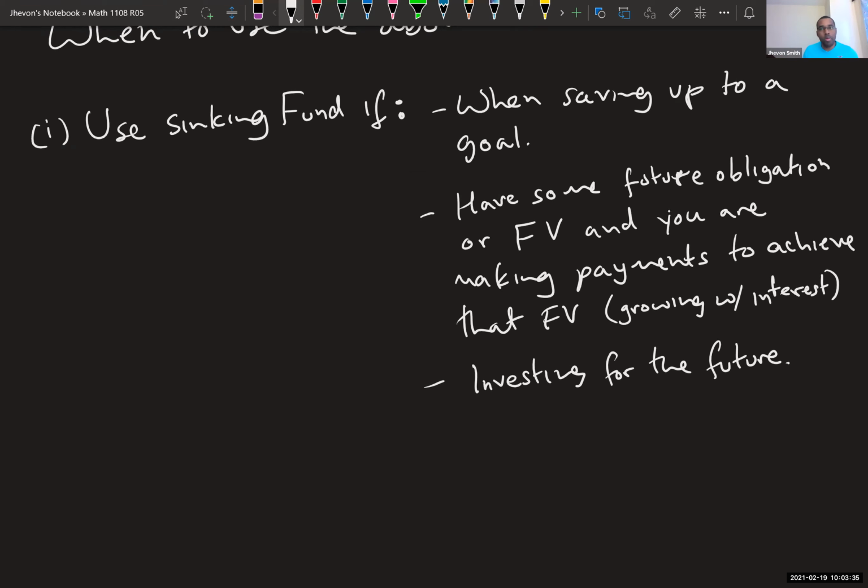So you're reading a word problem, you realize, oh, there's multiple payments going on. And then you read something like, oh, a parent wants to save up for a college fund for their kids, or a couple wants to save up money to make a down payment on a house, or whatever, right? So you realize, oh, people are saving up for some future obligation. They want to save in such a way that their money is growing with interest, so that by this time they have a certain amount. The sinking fund formula is your go-to formula.